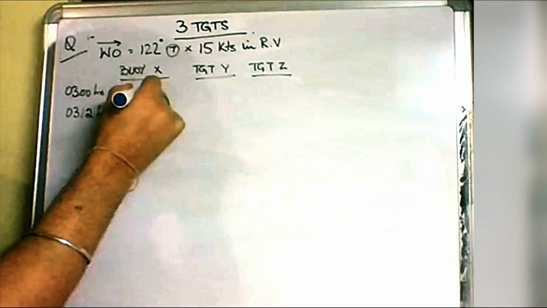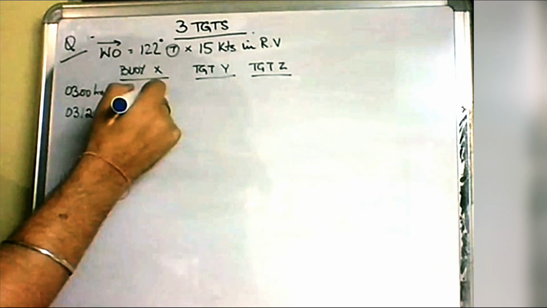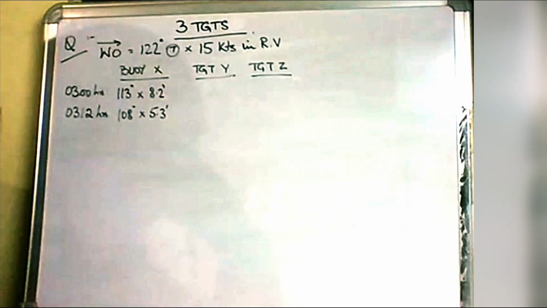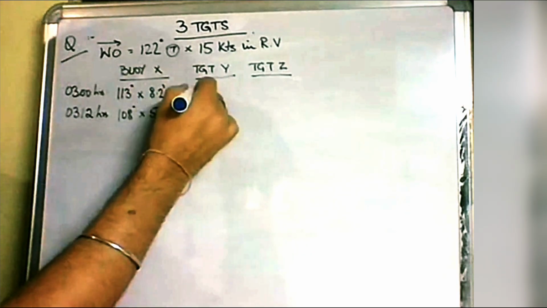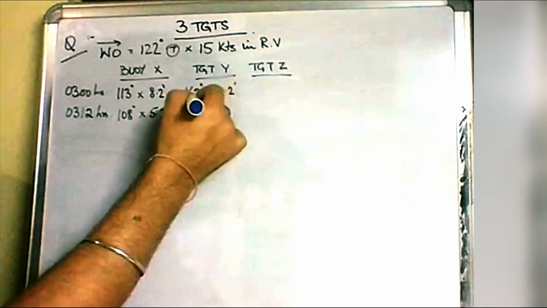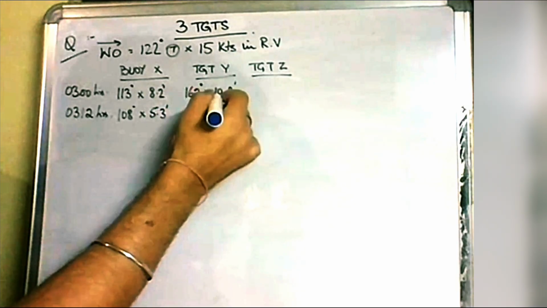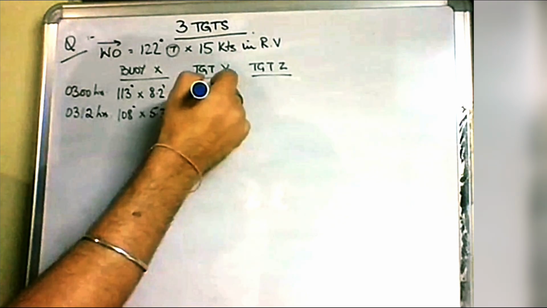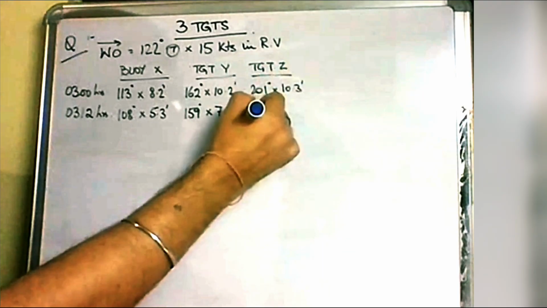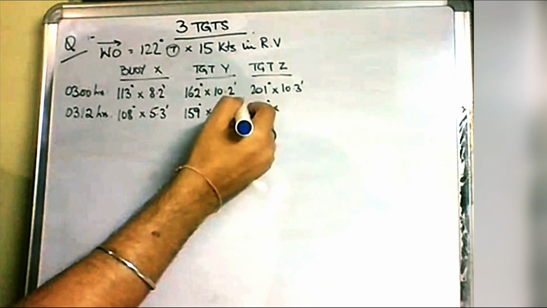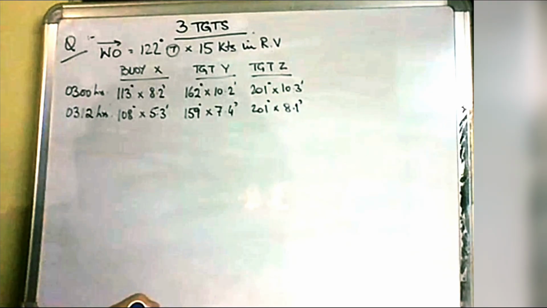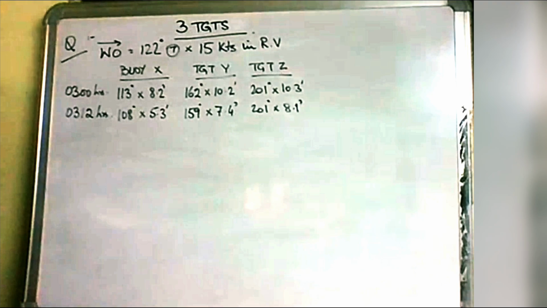113, 8.2 miles. 108, 5.3 miles. 162, 10.2 miles. 159, 7.4 miles. 201, 10.3 miles, and 201, 8.1 miles. These are the bearings and ranges of the three targets.